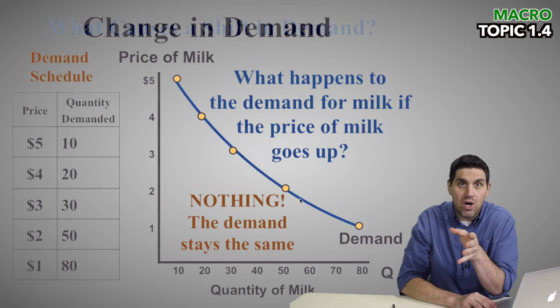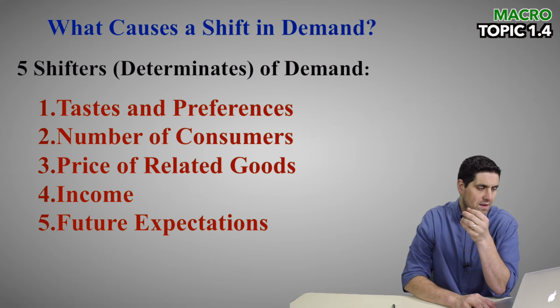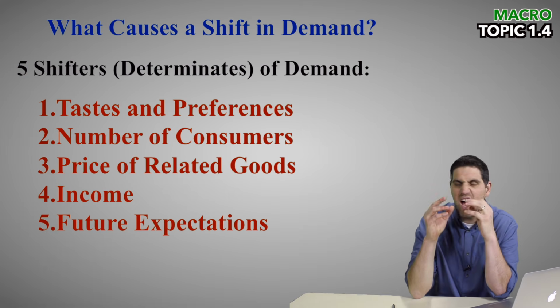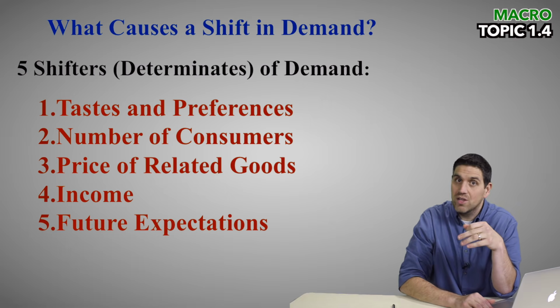Now, what shifts the curve is things other than price. In fact, here's the list of the 5 shifters of demand. The video that I was talking about covers these really well, goes in more details, and it gives you more practice than I'm going to do right here. But those are the shifters of demand. That's what causes the curve to shift.